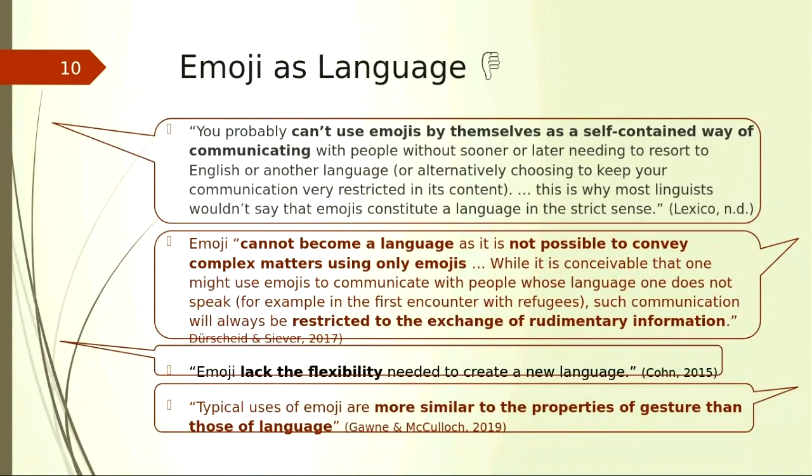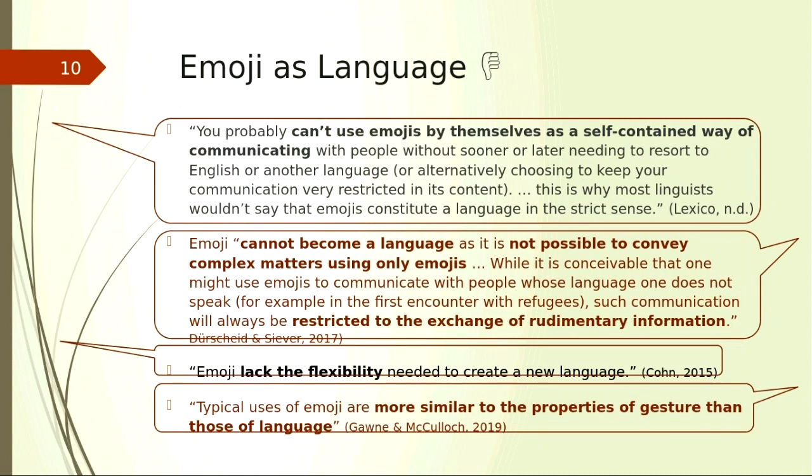Linguists Dürscheid and Siever, in 2017, argue that emoji cannot become a language as it is not possible to convey complex matters using only emojis. While it is conceivable that one might use emojis to communicate with people whose language one does not speak, for example, in the first encounter with refugees, such communication will always be restricted to the exchange of rudimentary information.